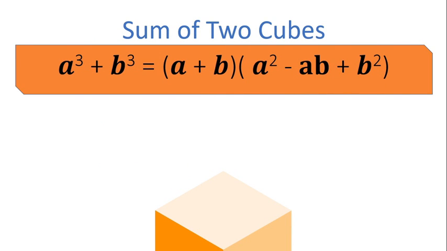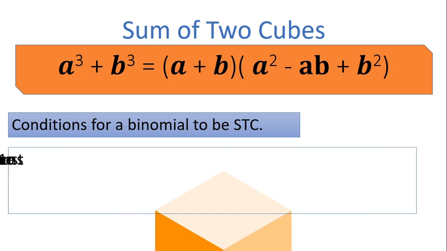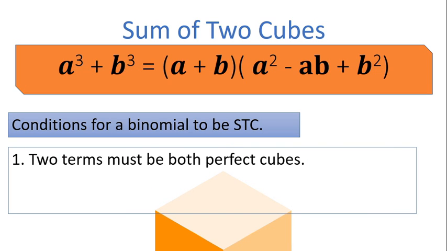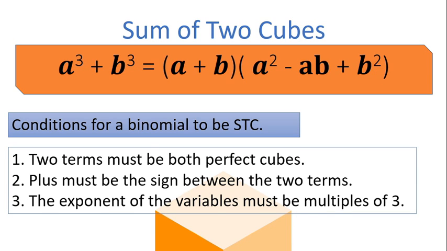Now, let's move to the sum of two cubes. Same with DTC, or difference of two cubes, there are also conditions. Number 1, the two terms must be both perfect cubes. Plus must be the sign between the two terms, and the exponents of the variables must be multiples of 3. This time, if the given is positive, the binomial factor is also positive, and the middle term of the trinomial factor is now negative.